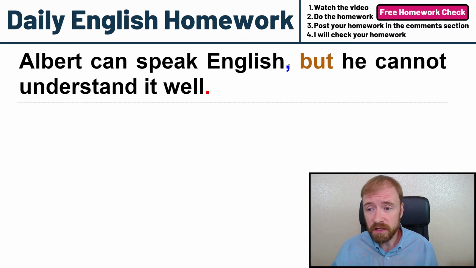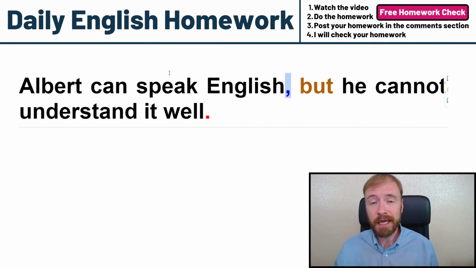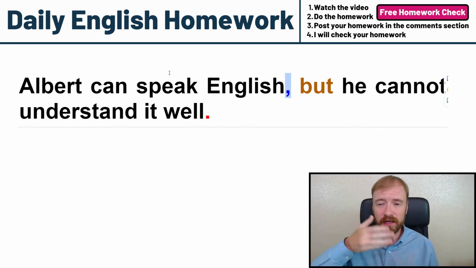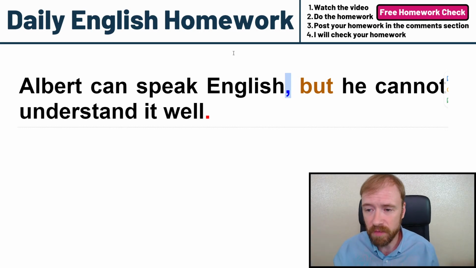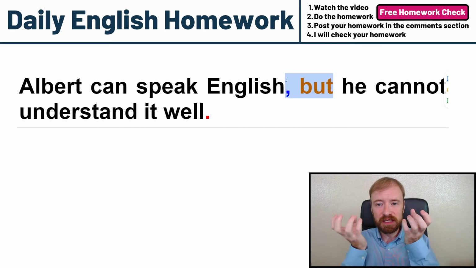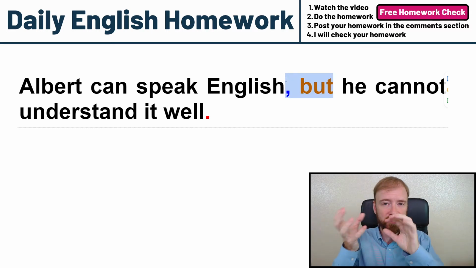Albert can speak English, but he cannot understand it well. If we have "but" here, we use a comma to connect. He can speak English, but he cannot understand it well. Of course, we use "but" when this information and this information don't match for some reason.